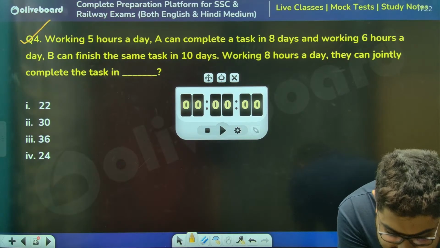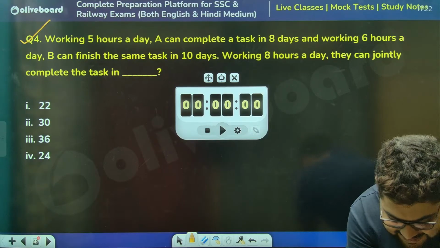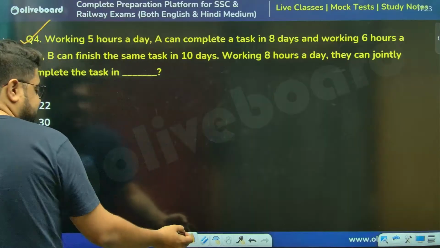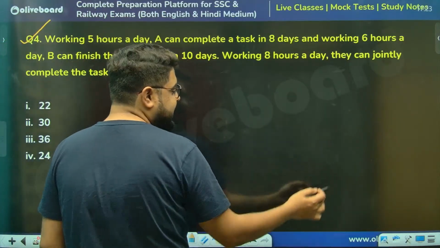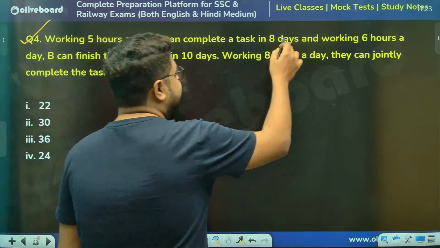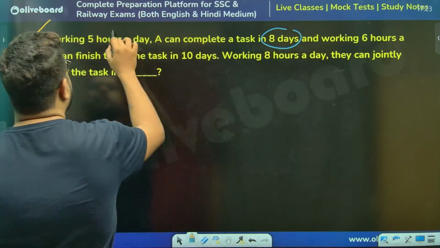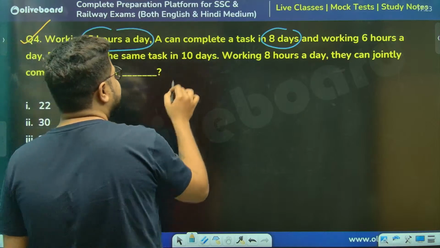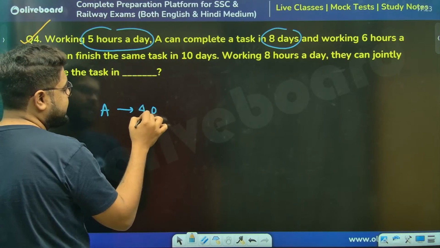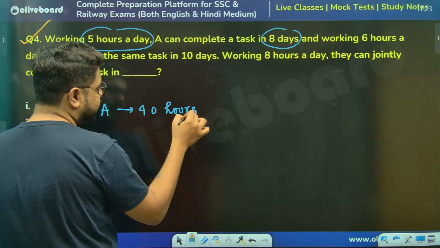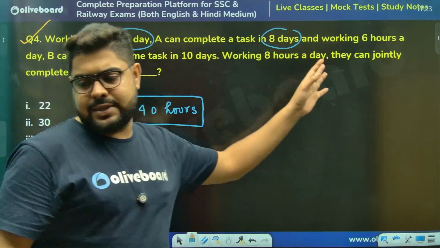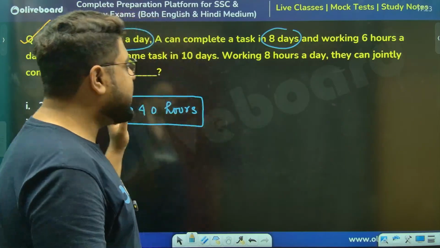Any answers? Not yet. So the trick here is that the language is there to confuse you. That's the moral of the story. Whenever you are getting confused: 8 days working 5 hours a day. So think, A can complete this in 40 hours. Can I say this? If I say this, will I be wrong? 5 hours a day into 8 days, 8 fives are 40. Simple logic.